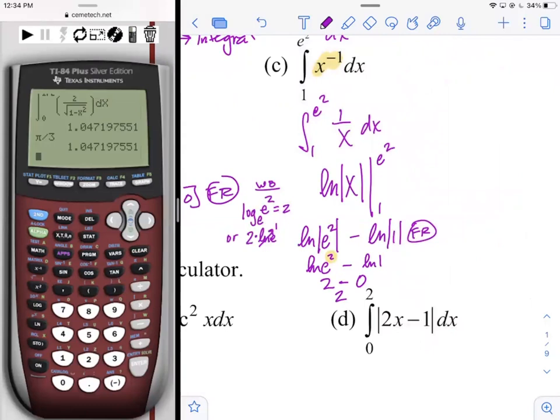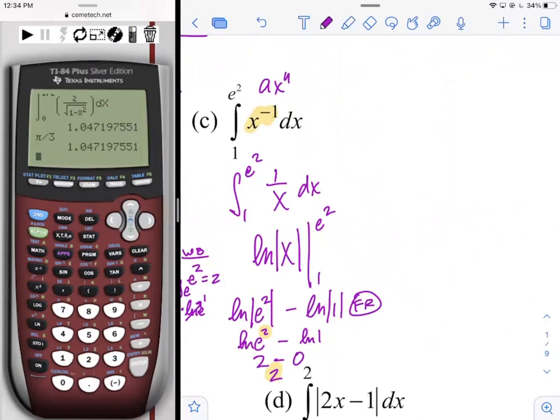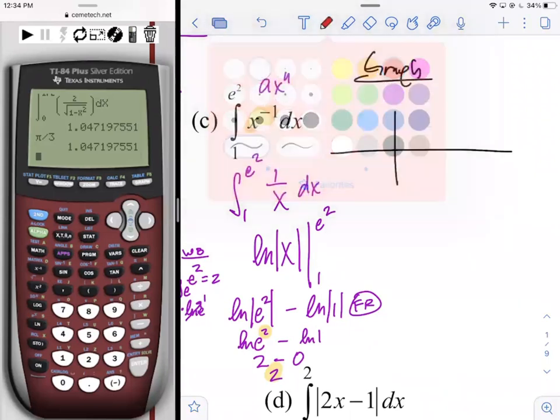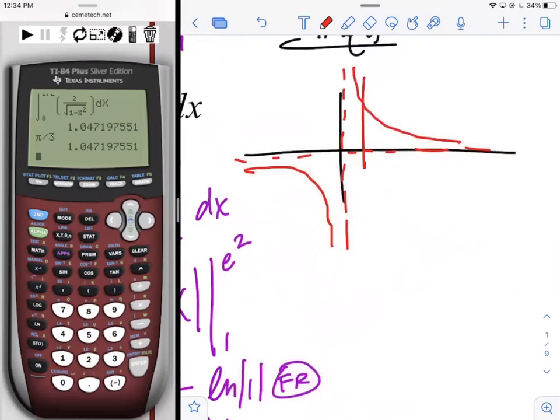Nice. Now that one we can clearly see very quickly what we're actually doing. We know what the graph of 1 over x looks like. Let's graph it and see what's happening here. 1 over x is a parent function. It has a vertical asymptote on the y-axis, horizontal on the x, and it's your hyperbola that lives in quadrant 1 and 3. It's a rotated hyperbola, your reciprocal function, right? And we are finding the net accumulation from x equals 1, which might be here, to e squared, which is about 9-ish, somewhere in there.